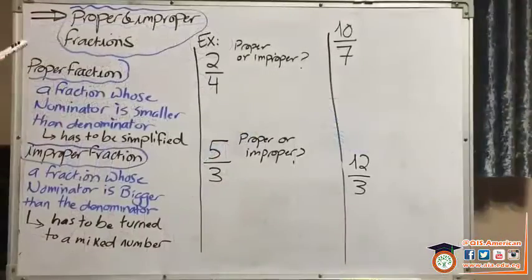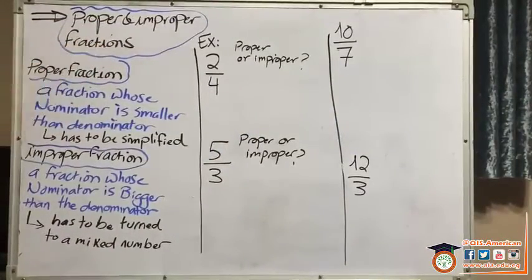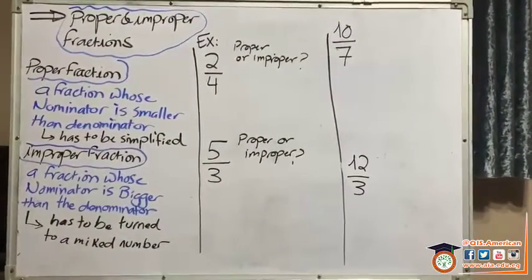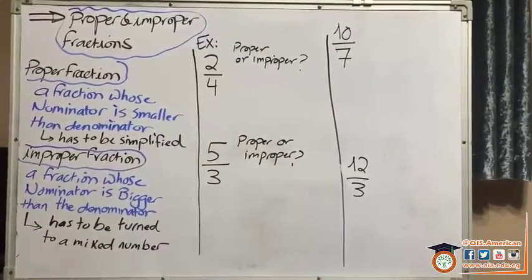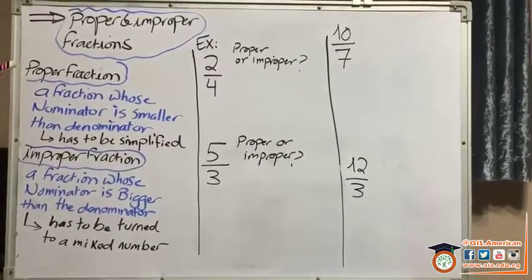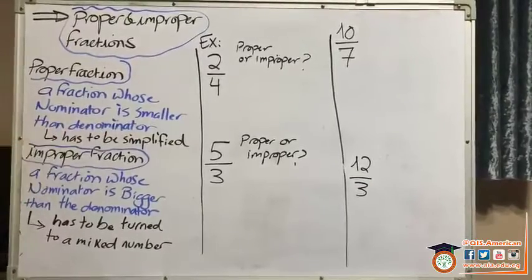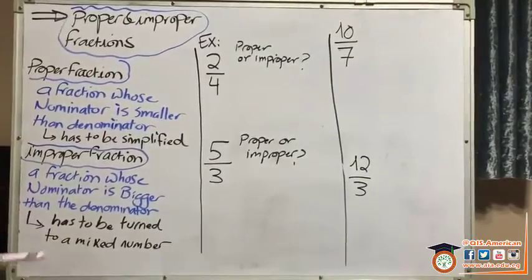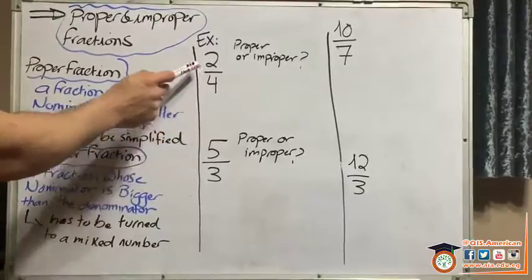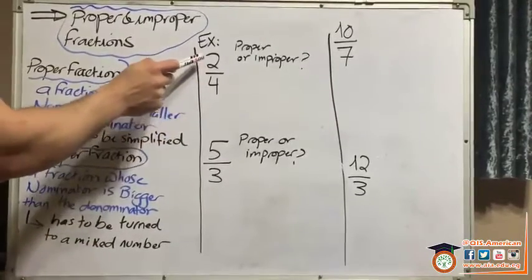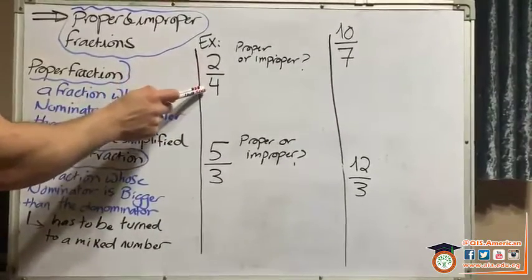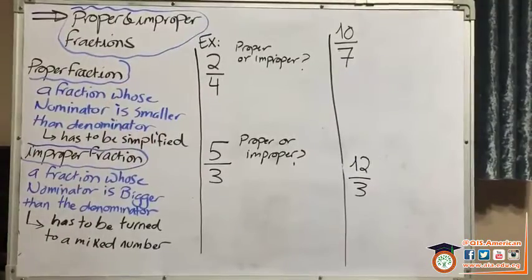The second topic that we're going to talk about is proper and improper fractions. What is the meaning of a proper fraction or an improper fraction? A proper fraction is a fraction whose numerator is smaller than the denominator, just like this one, 2 over 4. The numerator is smaller than the denominator, so this is a proper fraction.